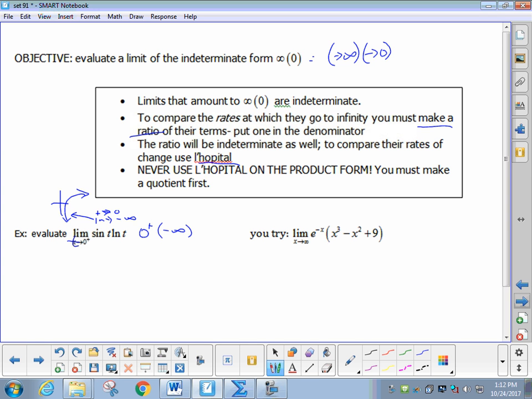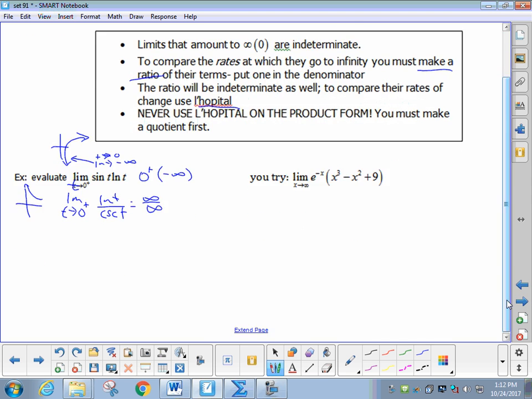Which one do you want to put in the denominator? Okay, let's go sine. At least that way we wouldn't have a negative exponent and a log. Let's do that. Log of t over cosecant of t. If we were to look at the indeterminate forms, you'll see that log is infinity and cosecant is infinity, so it is indeterminate in a L'Hopital sense this way. So now we can go about derivatives. What is the derivative of the numerator? 1 over t. And the derivative of the denominator? Negative cosecant t cotangent t.